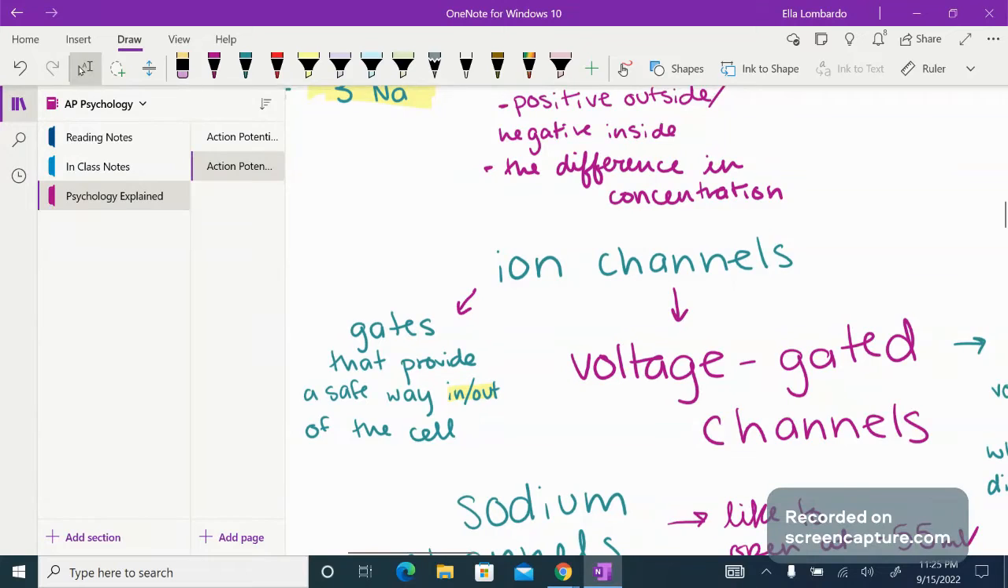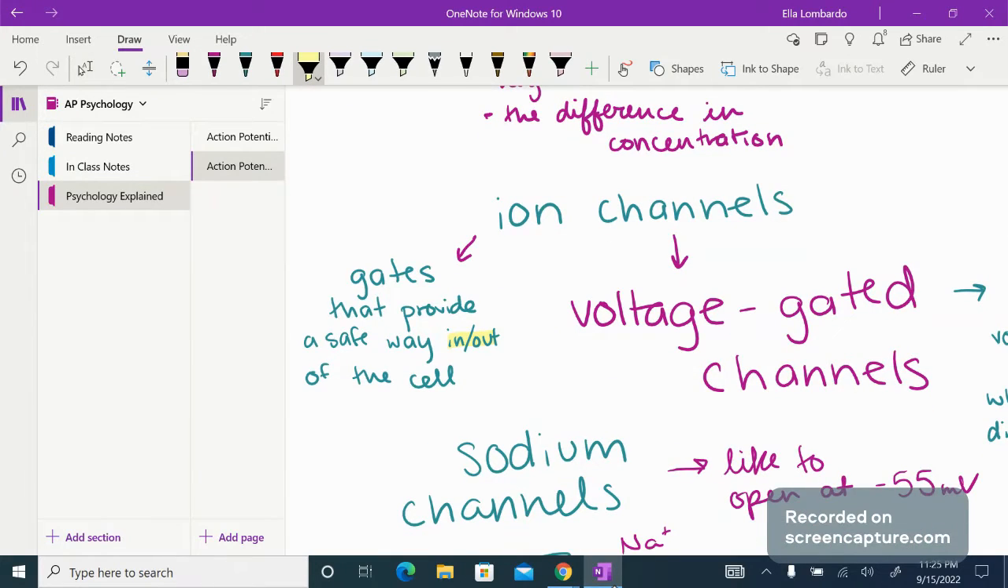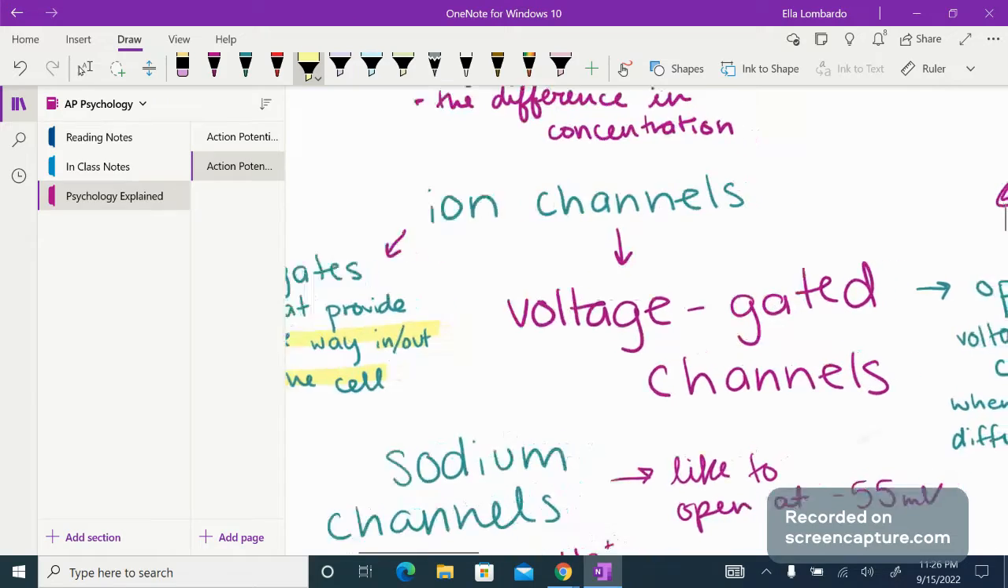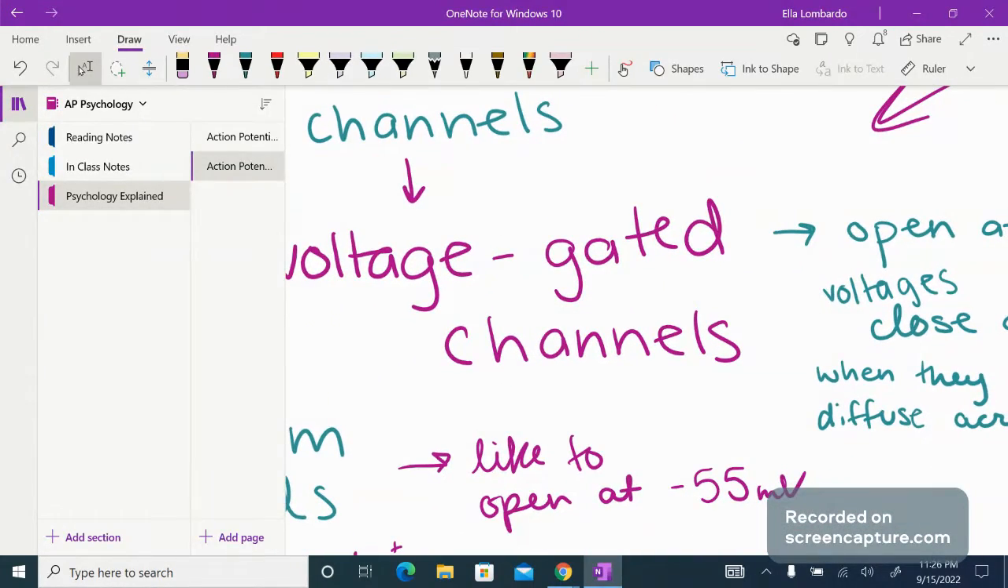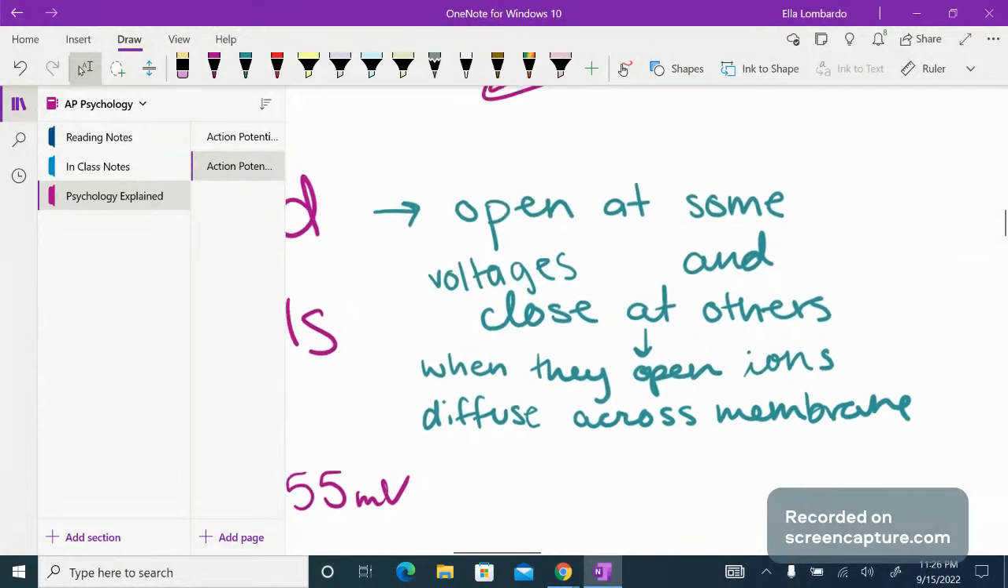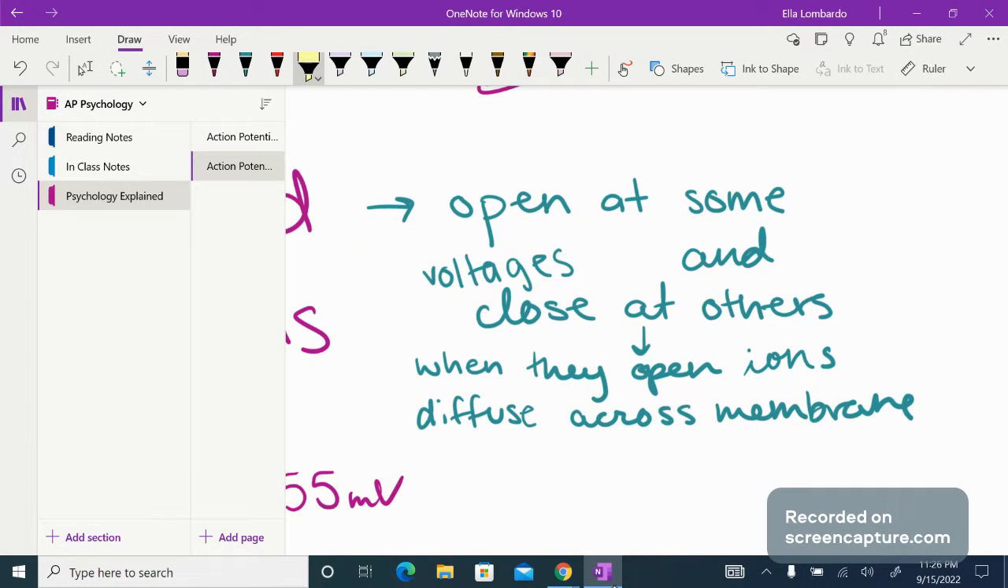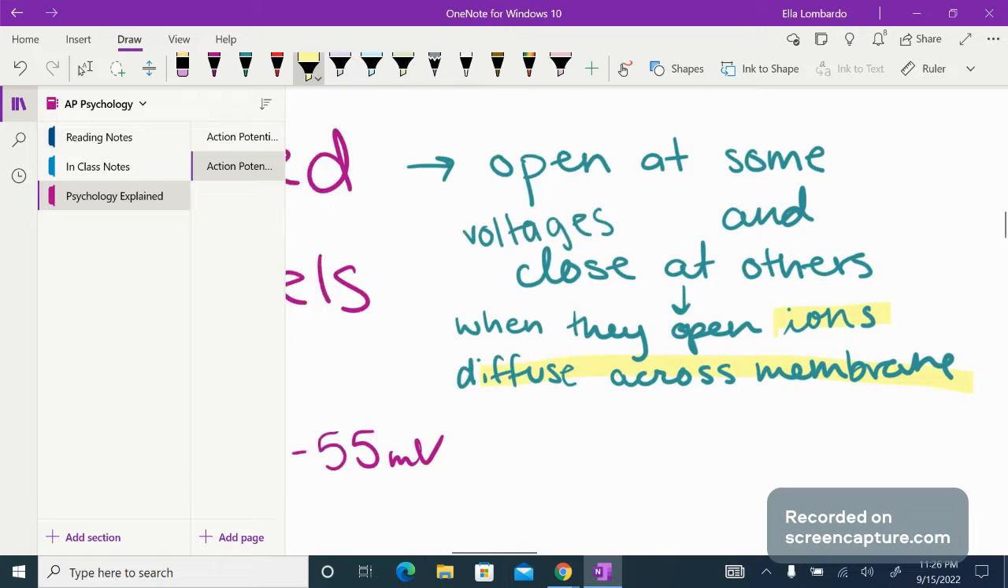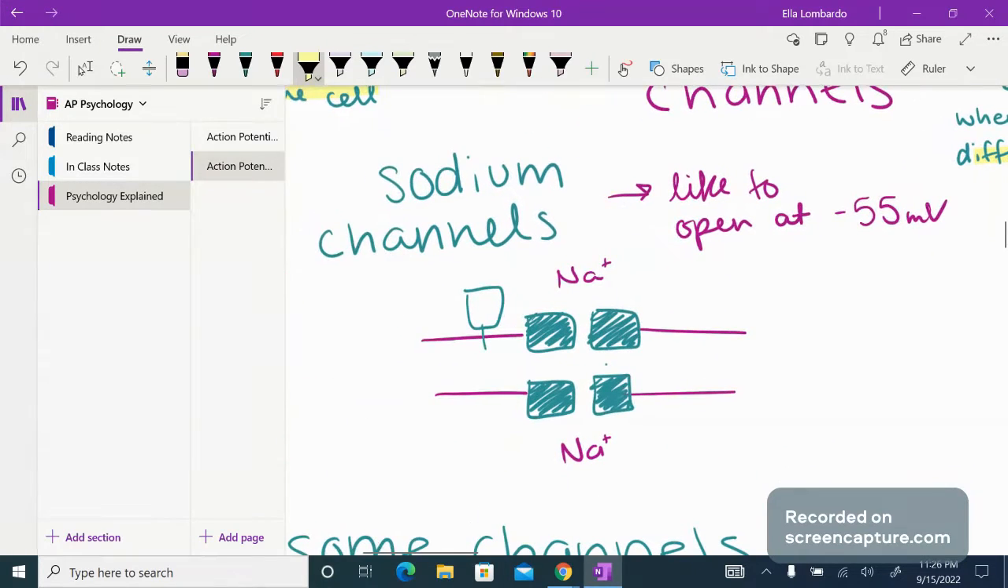So our body has ion channels. Ion channels are gates that provide a safe way in and out of the cell. There are many different types, but right now I'm talking about voltage-gated channels. Voltage-gated channels open at some voltages and close at others. When they open, ions diffuse across the membrane. An example of a voltage-gated channel is a sodium channel. These like to open at negative 55 millivolts.